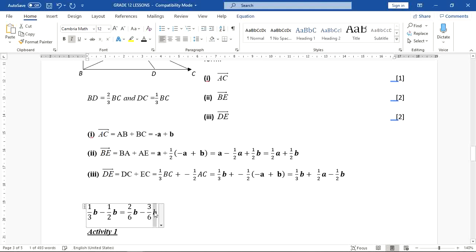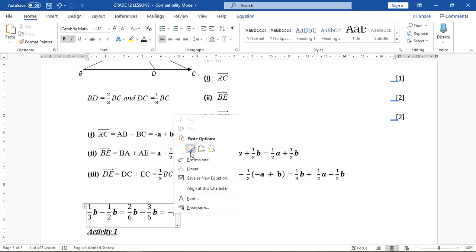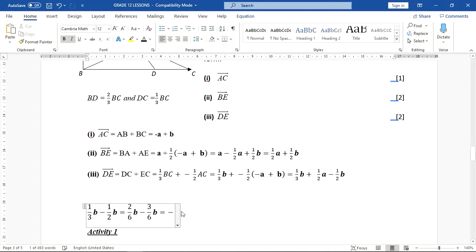So now I can just work with the numerators. So 2b minus 3b should give me negative 1b over 6. Copy, I paste it here, and a b, bold, then this will be minus 1.